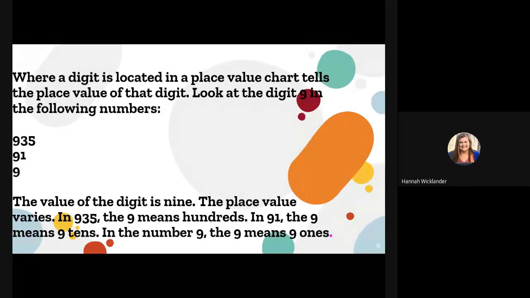Where a digit is located in a place value chart tells the place value of that digit. Look at the digit 9 in the following numbers: 935, 91, and 9. The value of the digit is 9, but the place value varies. In 935, the 9 means hundreds. In 91, the 9 means tens. And in the number 9, the 9 means 9 ones.